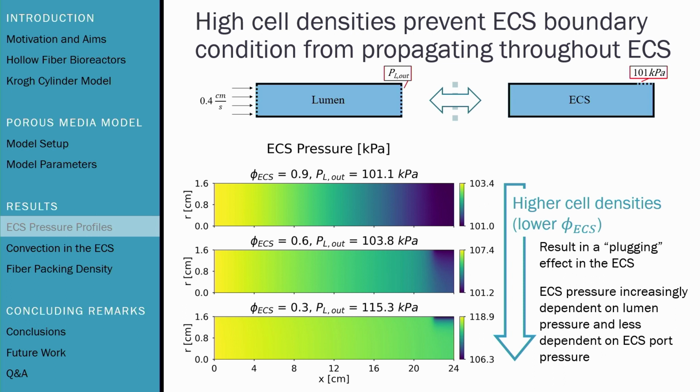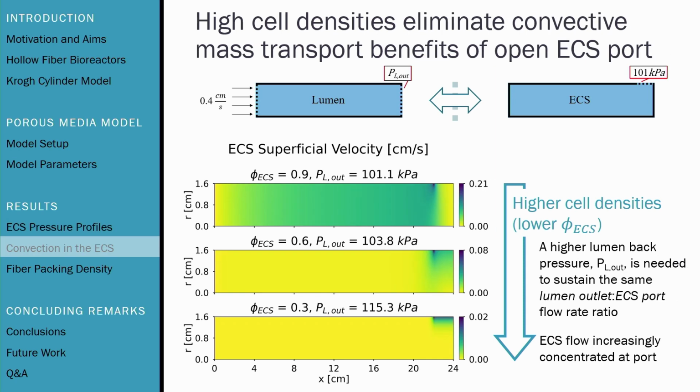And at high cell densities, the ECS pressure becomes increasingly dependent on the lumen pressure and less dependent on what the ECS port boundary condition pressure was set at. And what this translates to is that high cell densities effectively eliminate the convective mass transport benefits expected from opening the ECS port. So at low cell densities, you can see that the velocity profile is pretty well distributed throughout the ECS, and that encourages convective mass transport throughout that region. But you can see that at higher cell densities, the ECS flow becomes increasingly concentrated at the port.